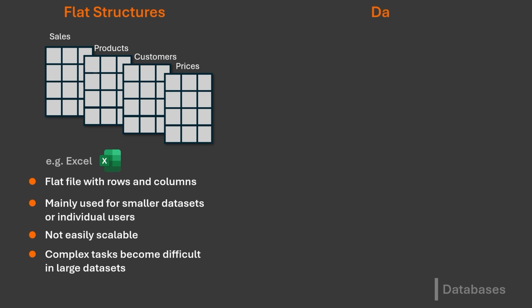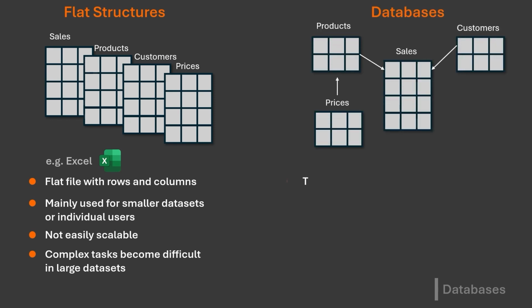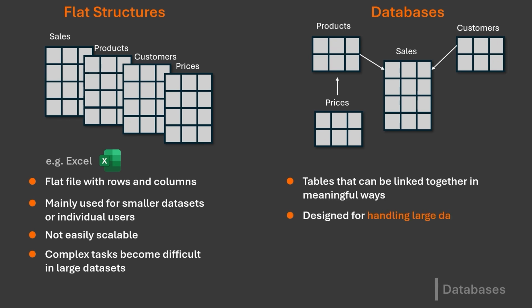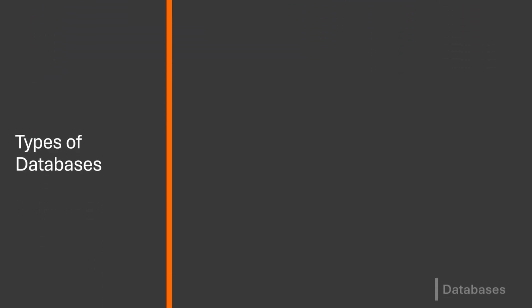Let's compare this with a database. So in a database, data is stored in tables which can be linked together in meaningful ways. Databases are designed for handling large data sets, multiple users, and more complex relationships between different types of data. They ensure data integrity, enforce consistency, and support scalability. There are two main types of databases.